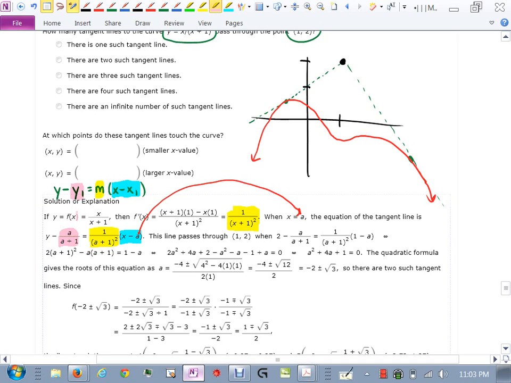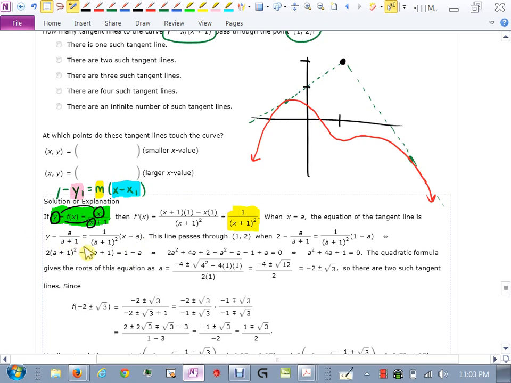Well, remember, the original function says y equals this. Well, if I go in here and I replace this x with a, this x with a, then I get a over a plus 1. Sorry, circled the wrong y. This is really what y is equal to when I replace my x's with a. So that's the y-coordinate when the x-coordinate is a. Okay, hope that all made sense. It's a tricky problem.